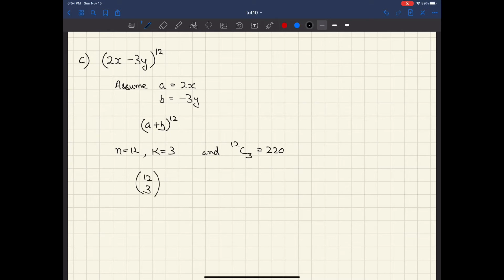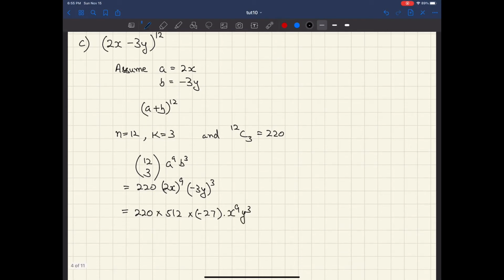So adding it in the formula, 12C3, a to the power 9, b to the power 3, it's 220. Now substituting a and b back again, (2x)^9 (-3y)^3. This gives us 220 multiplied by 2 to the power 9, which is 512, and (-3) to the power 3 is negative 27. So the coefficient comes out to be minus 3,041,280.